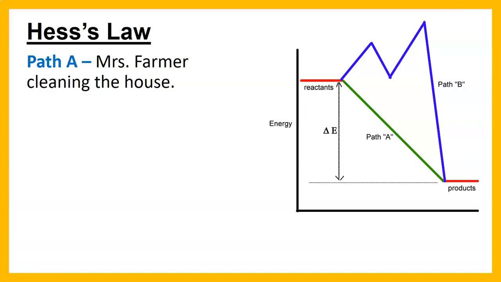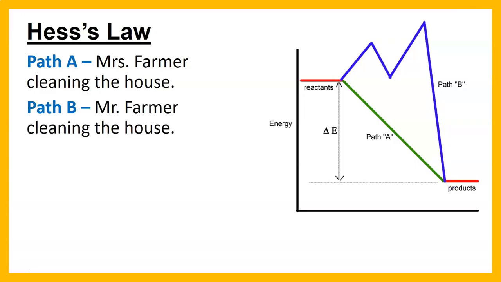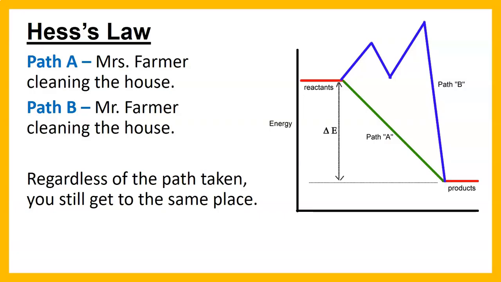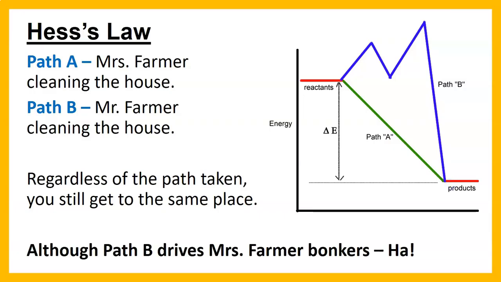I try to be systematic about it. Compare that to path B, which is Mr. Farmer trying to clean the house. He takes 500 steps and, instead of taking one trip, he takes 50 trips, back and forth and all over the place. Regardless of the path taken, you end up at the same place, right? Path A may be a much better choice than path B, right? But you're going to end up with the same result in the end.